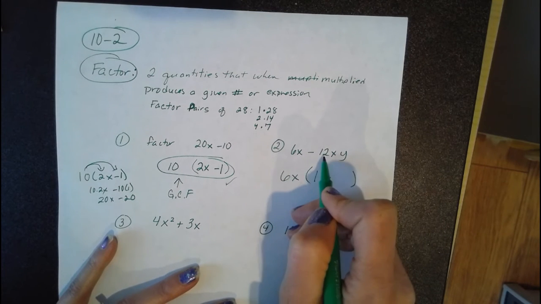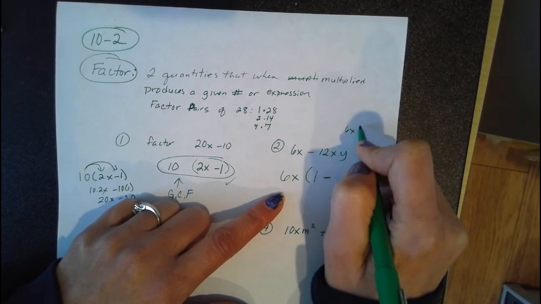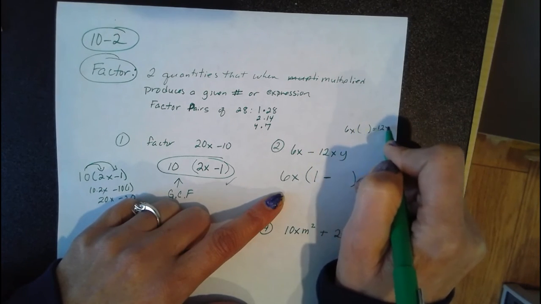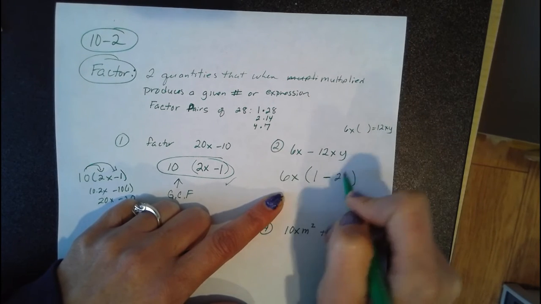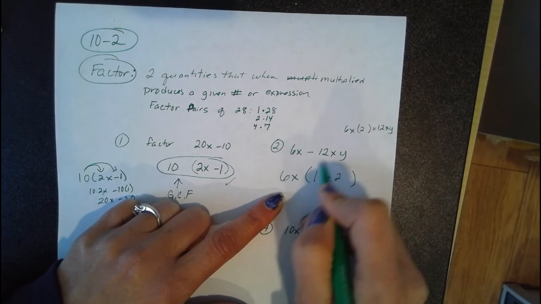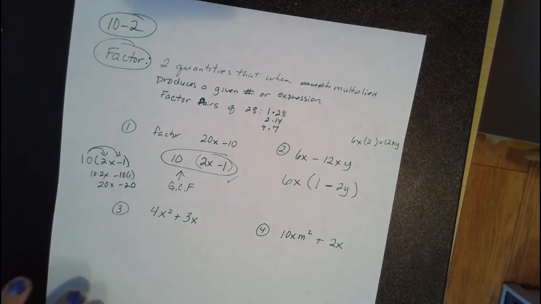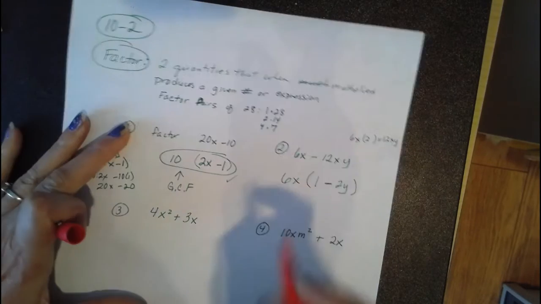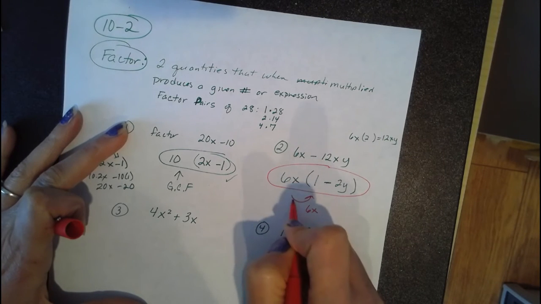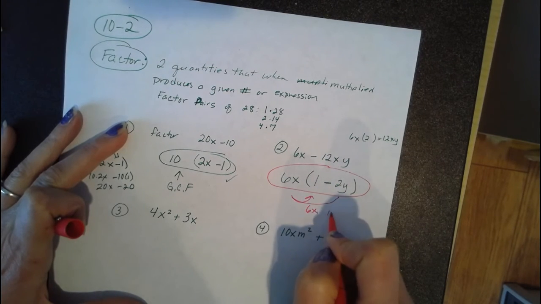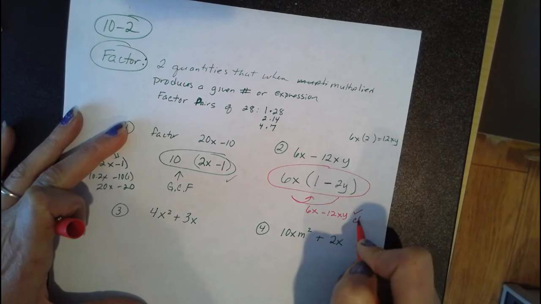What would I need to multiply 6x by to get 12xy? 6x times what would get me 12xy? Well, let's see. I would need a 2, and I already have an x, but I would need to give it a y. There's my answer. Last one that I'm going to check. This is my answer. Let's check it and see if it works. 6 times x is 6x. 6 times 2 is 12. X times y is xy. It checks out.